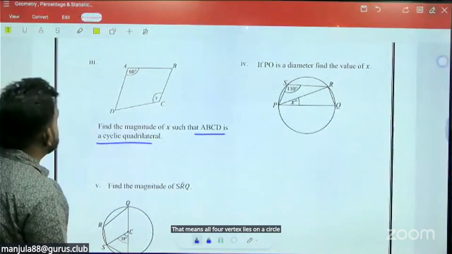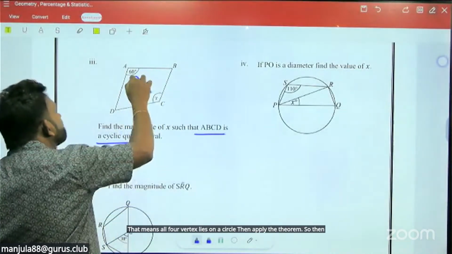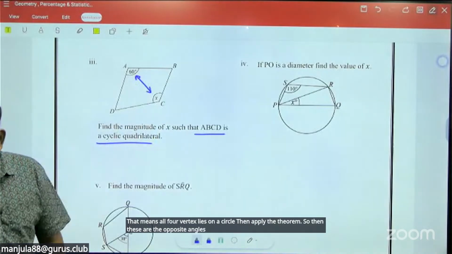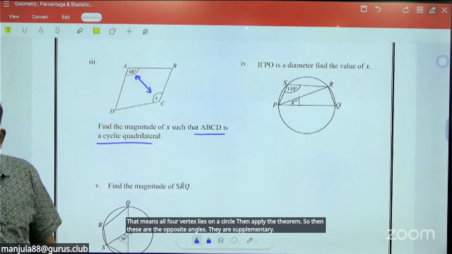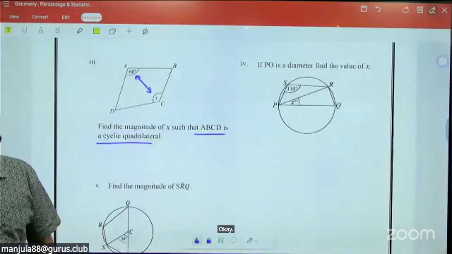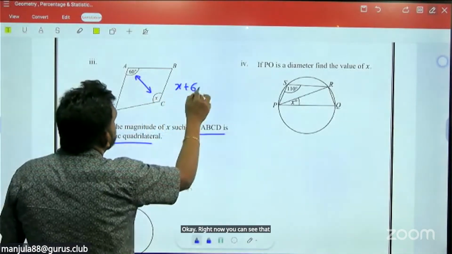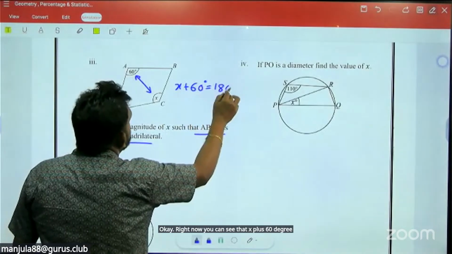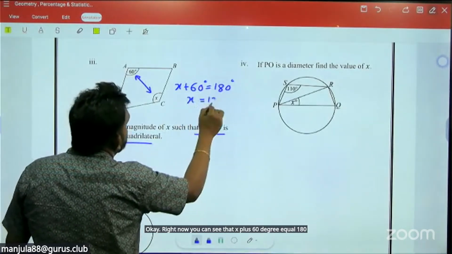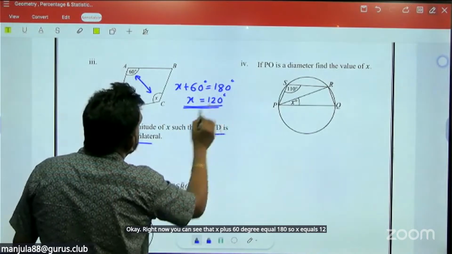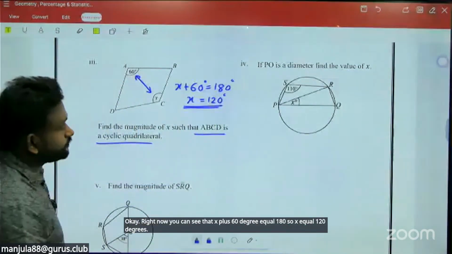That means all four vertices lie on a circle. Then apply the theorem. So these are the opposite angles. They are supplementary. Right. Now you can see that x plus 60 degrees equals 180. So x equals 120 degrees. Okay. Understood?